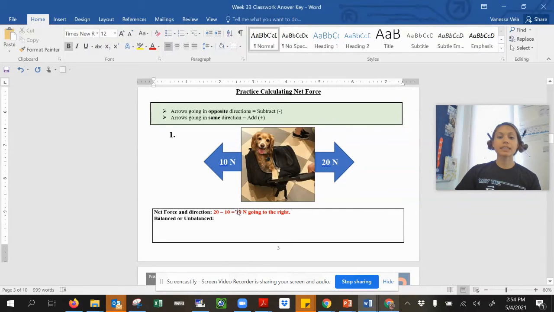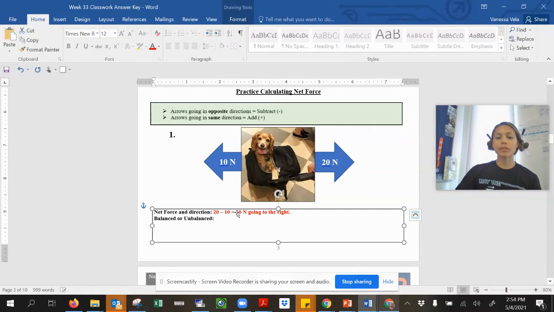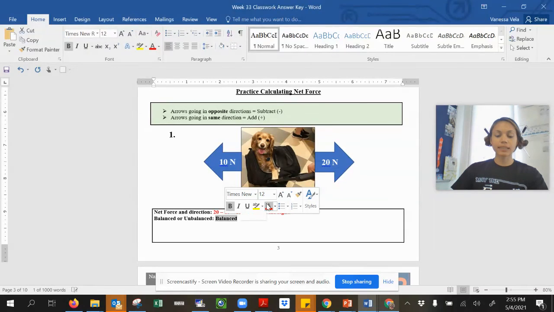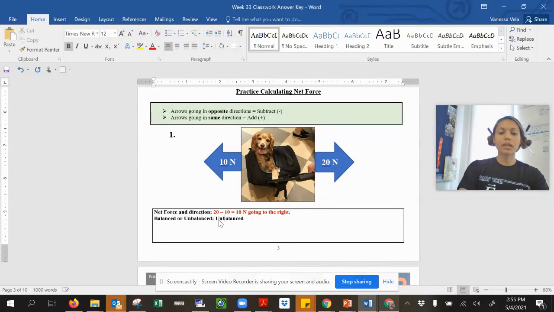Now, since this is 10 newtons, we remember this from last week, this is actually a number. There's an amount of force working on this object. Since there's an amount of force working on this object, is this balanced or unbalanced? You should have said balanced. Okay, so it is balanced. Oh, sorry, just joking. I caught you. Unbalanced. Apologies. Unbalanced.